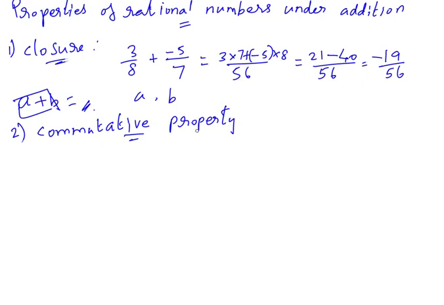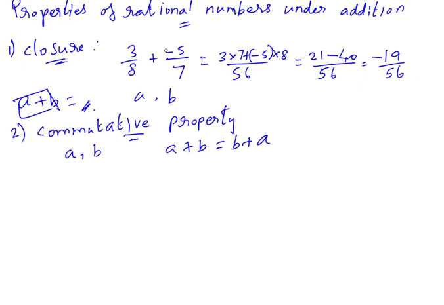Commutative means exchanging of numbers. If we take two numbers A and B, then A plus B equals B plus A. If it is proved, then we can say rational numbers are commutative under addition. That means we take two numbers; if we exchange them and add, the sum should be equal. That is called the commutative property.